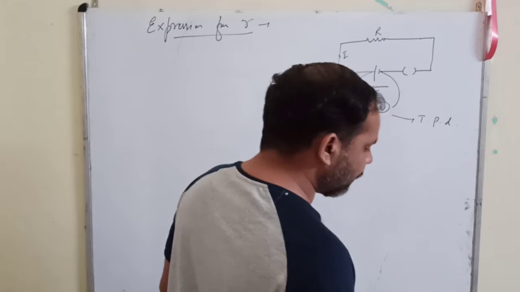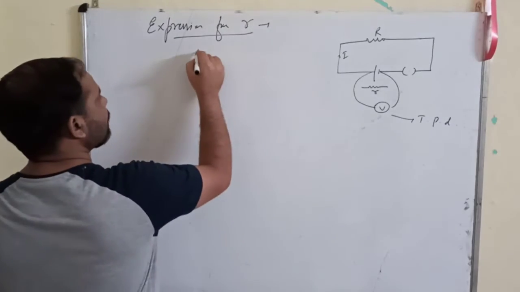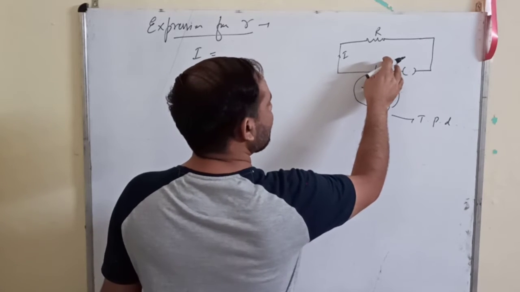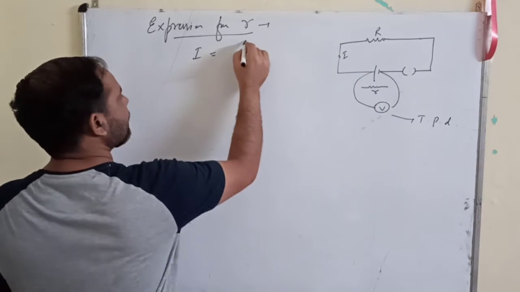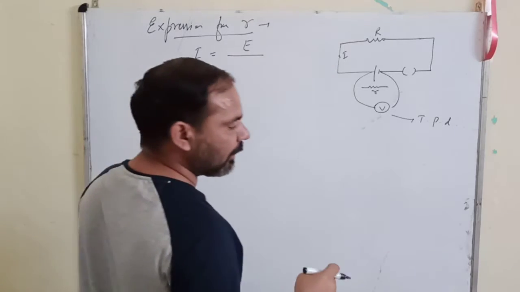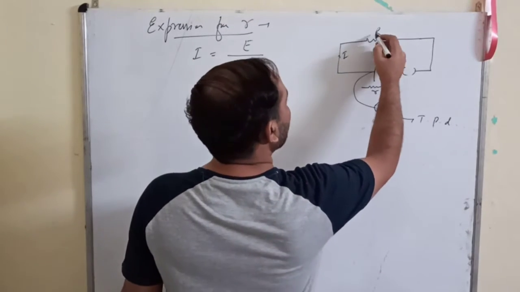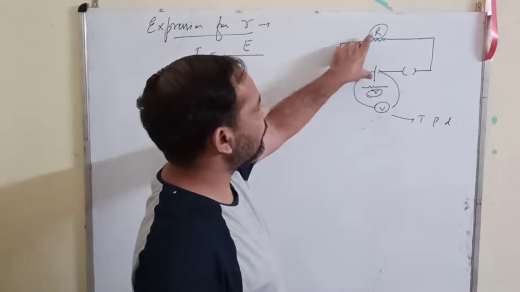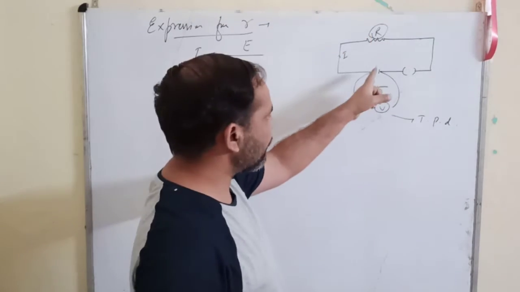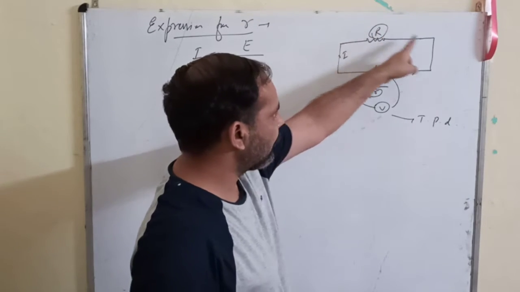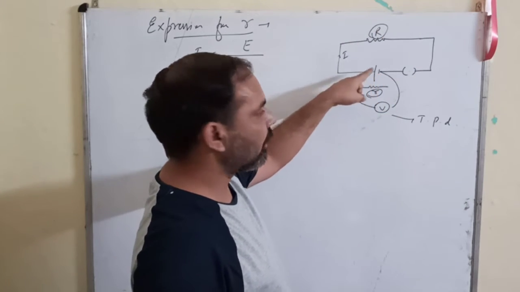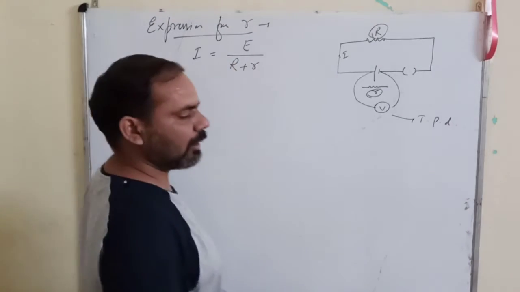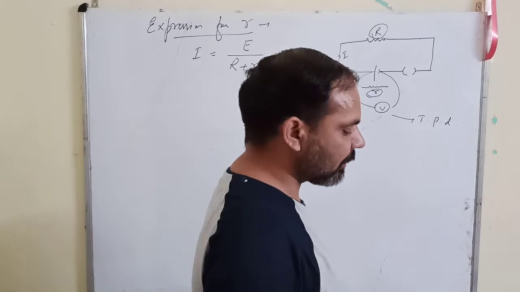So how much current is passing through the circuit? What is the total potential difference of the cell? It is E, the EMF of the cell. And what is the total resistance? It is R plus r. You can consider their combination as a series combination, because whatever current passes through R, the same current also passes through the small r. So I equals E upon R plus r.